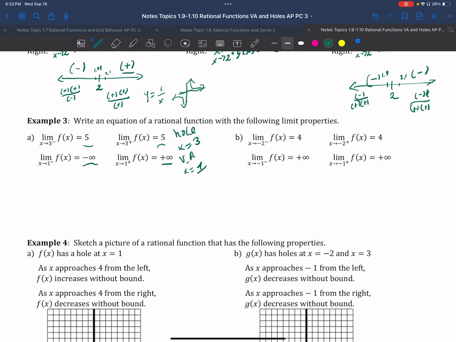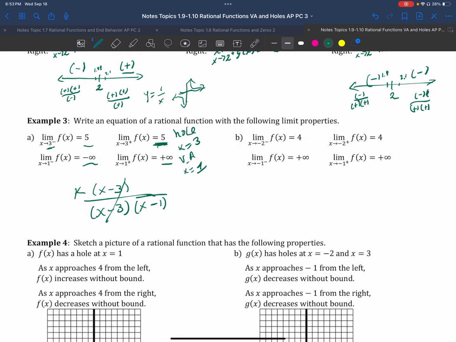Let's look at the linear pairs that will give me a hole at x equals 3. So remember, it has to be the opposite. So x minus 3 has to happen in both the numerator and the denominator. And then for the vertical asymptote, it needs to be only on the denominator. So since the vertical asymptote is at x equals 1, I need to have an x minus 1 as part of my function. After that, don't forget that when I plug in x equals 3 into my function, I have to get 5 as my answer, since that's the y value of the hole.